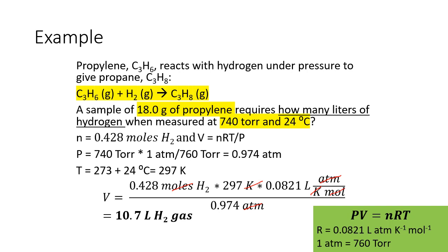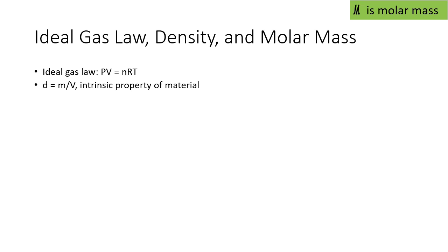Now we're going to expand what we can do with PV equals nRT to include molar mass and density. We can relate the ideal gas law to density and molar mass. By now, we're familiar with the ideal gas law as PV equals nRT.